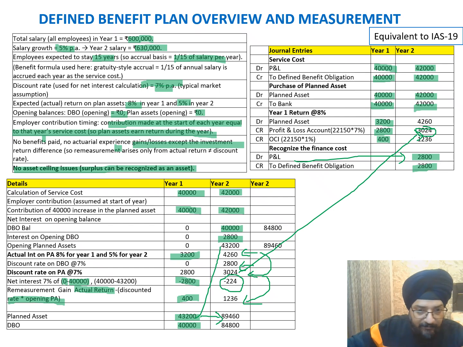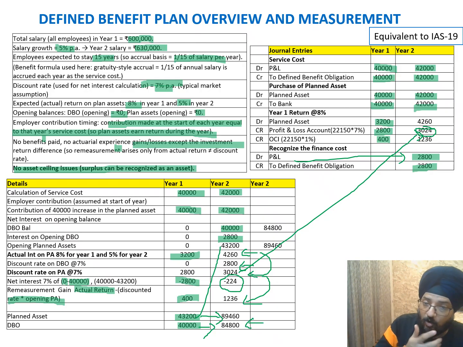By defined benefit obligation, which was 40,000 at the start of the year, right? So what has happened? My obligation will be increased by 2,800, plus it will be increased by 2,000 here. So my 42,000 plus 40,000, which is 84,000, and then 2,800 would be added from PNL. So that will be my 84,800. So this is the PNL. This is the total defined benefit obligation.